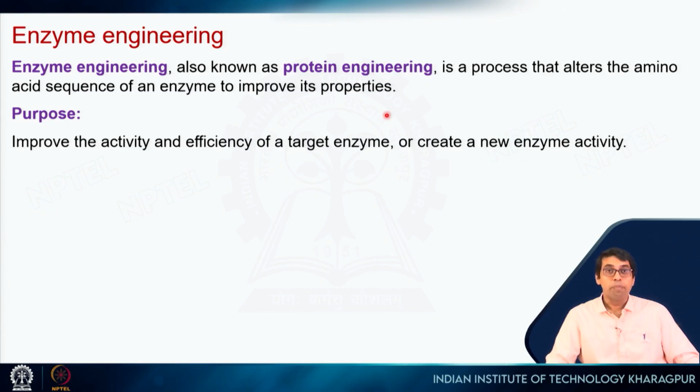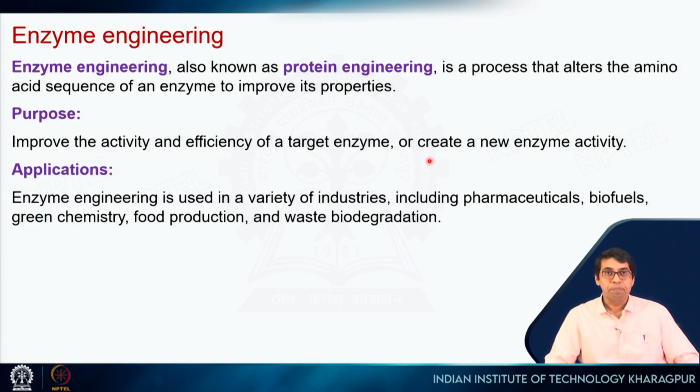So, what is the purpose? The purpose of enzyme engineering is to improve the activity and efficiency of a target enzyme, right. Suppose we have some enzyme and it catalyzes some reaction, but what we want is the reaction should be faster, so that we need even less amount of enzyme, or maybe the enzyme is not very stable, but for industrial applications, for large scale applications, we want to improve its stability, right. So, for all those things we can improve its activity and efficiency, or in many cases we might not have any enzyme that catalyzes a reaction. So, in that case we have to create a completely new enzyme activity, right. We will see an example like this today.